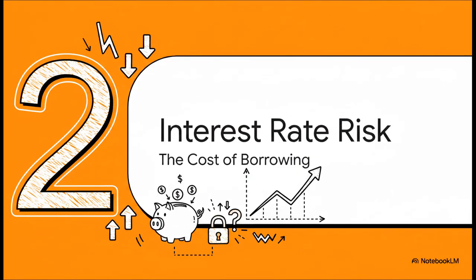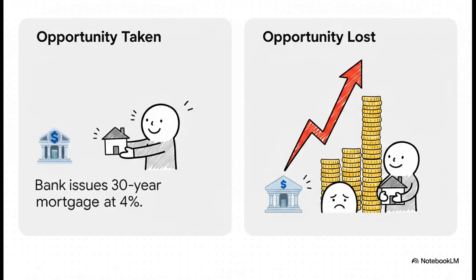Moving right along to Section 2, interest rate risk. This is the first specific branch of market risk we're going to examine, and it revolves entirely around the cost of borrowing and the danger of changing interest rates, or their implied volatility. And this brilliantly illustrates exactly how fluctuating interest rates create tangible opportunity costs in the real world.